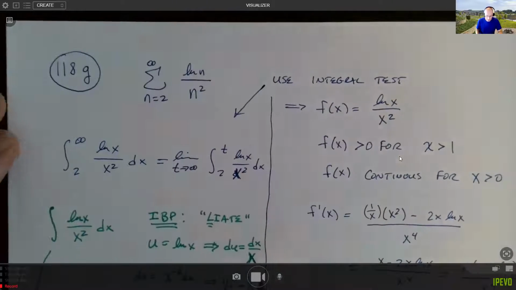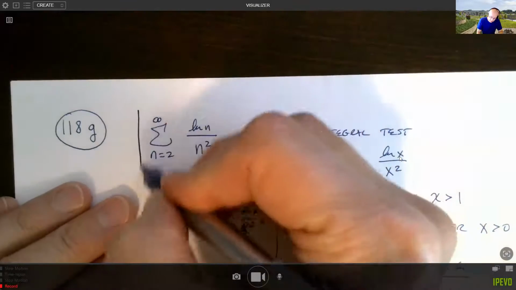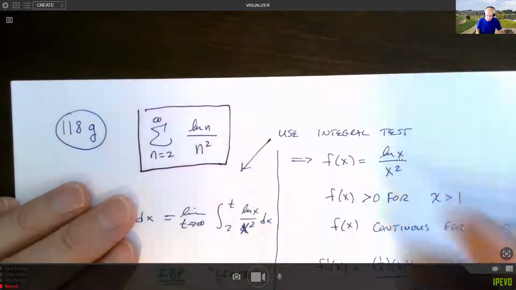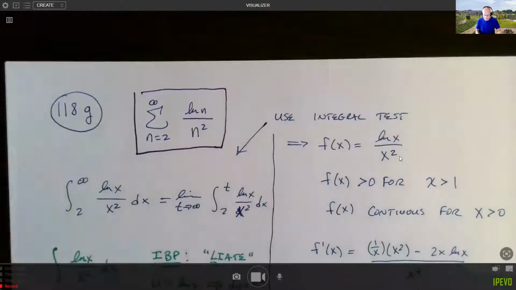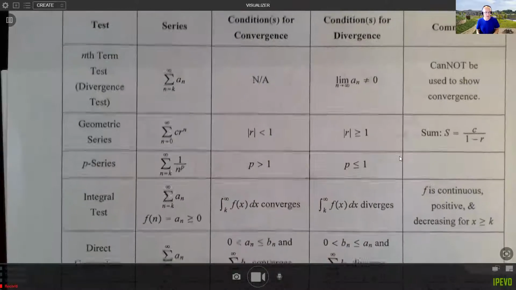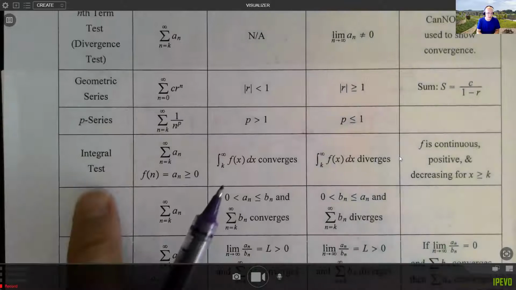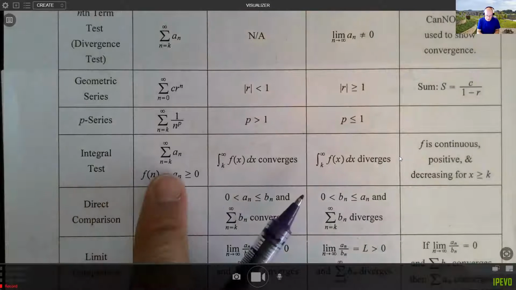Let's take a look at 118G. The instructions were to use the integral test, and this is the series we're focusing on. Let's talk about the integral test for a minute. It is on our summary of series tests that we will have on the test. And you can see the integral test here for the series.